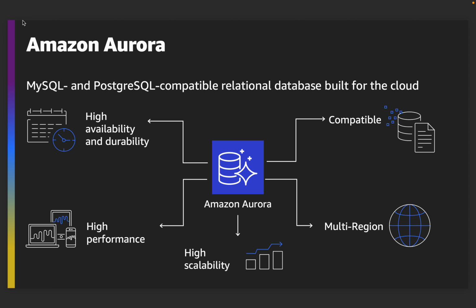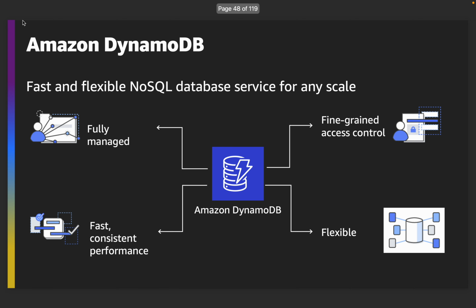Amazon Aurora is MySQL and Postgres compatible, a relational database built for the cloud. It offers high availability, durability, and high performance, as well as high scalability and multi-region compatibility.